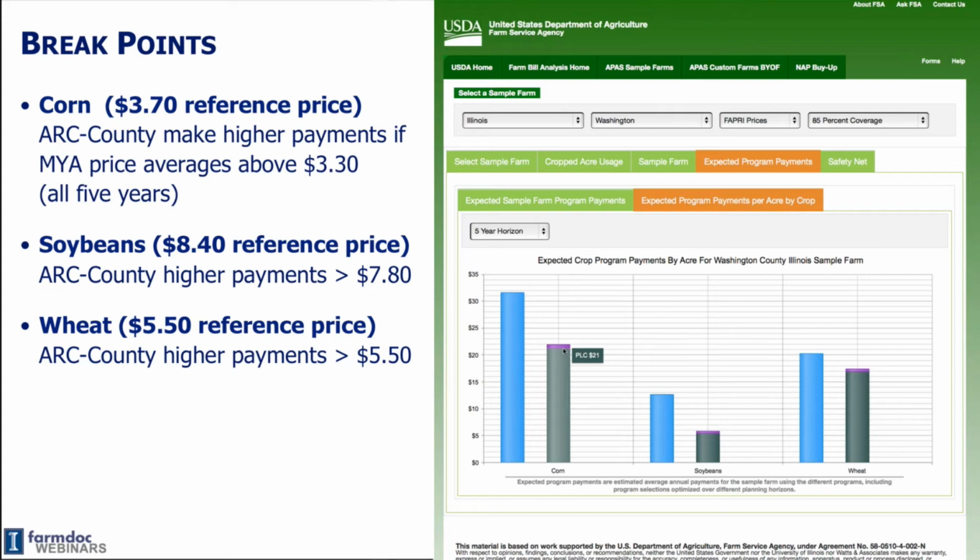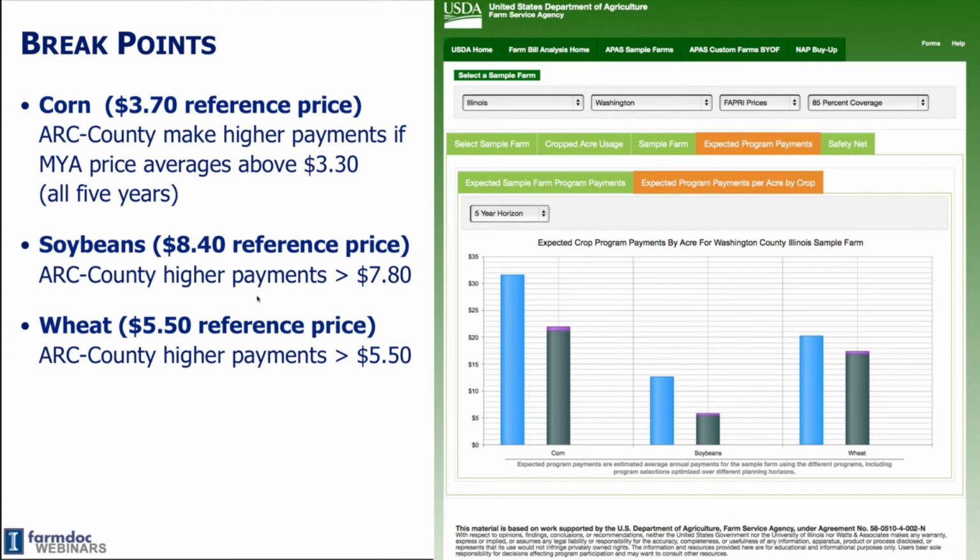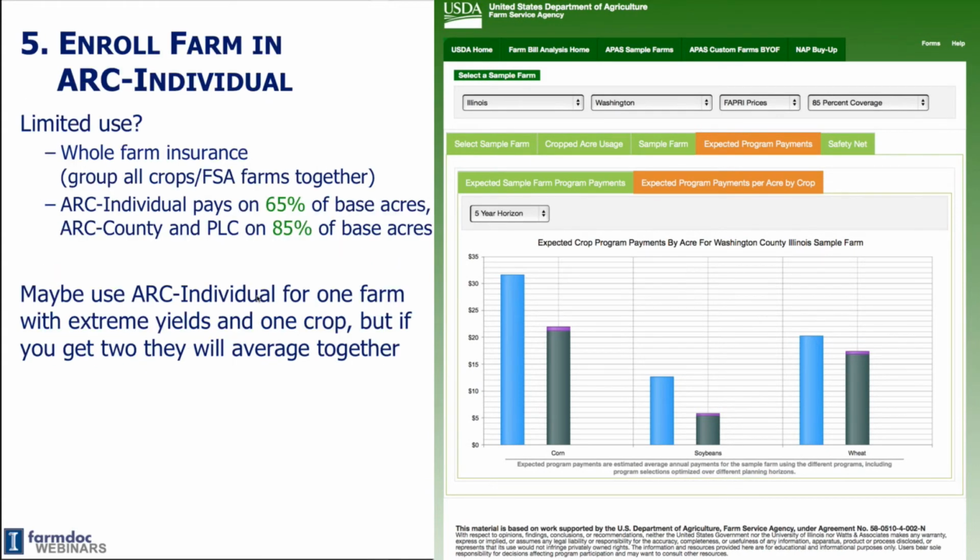We will talk a little bit more. Well, let's just keep going through this. But here you get a feel. If you're looking at ARC County versus PLC, it depends on those price expectations. Go look at these tools. We've tried to summarize this a bit across those counties and crops here: 330, 780, and 550. Again, though, if you're really concerned about low prices, if you're concerned about 250 corn, you might want to be in the PLC program.